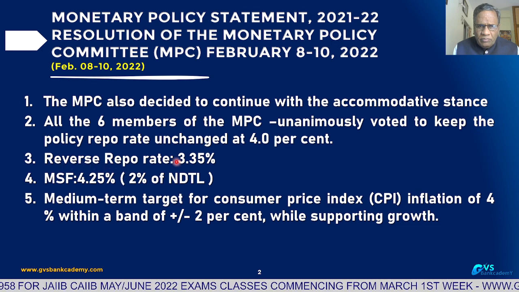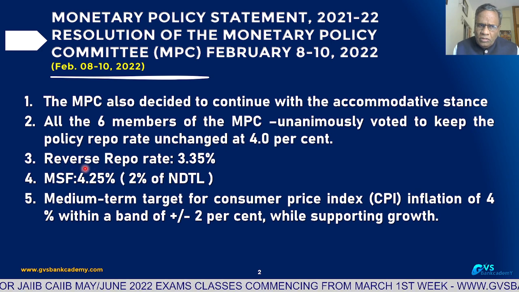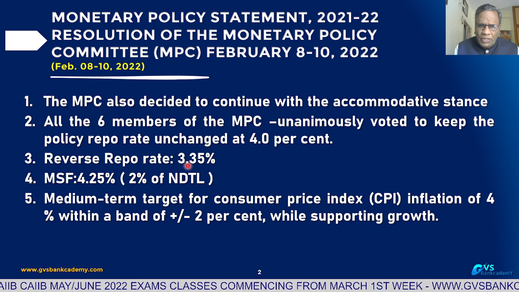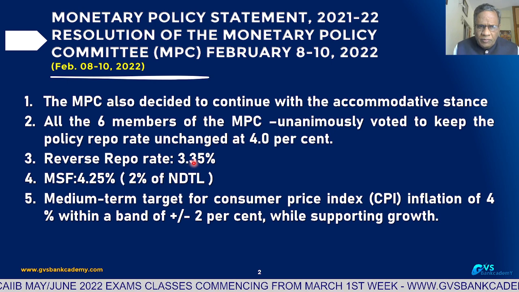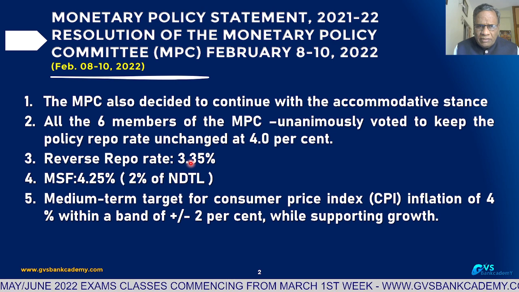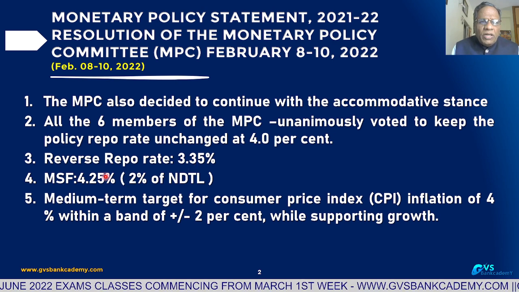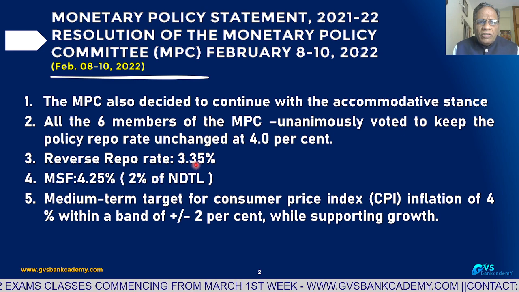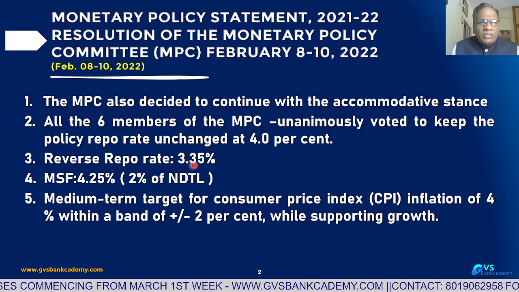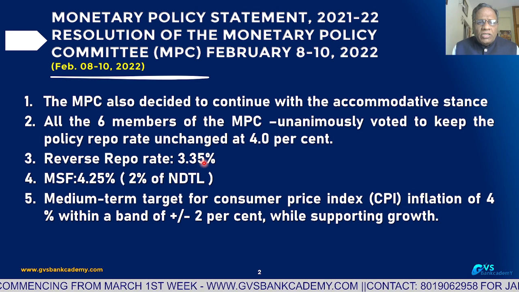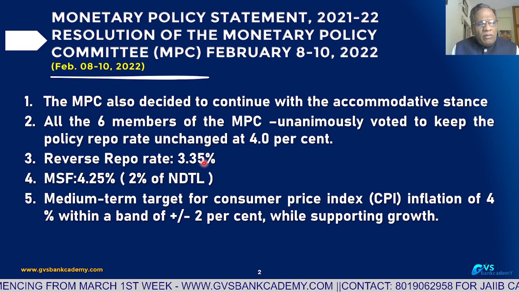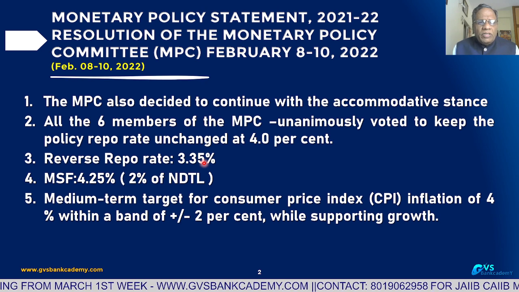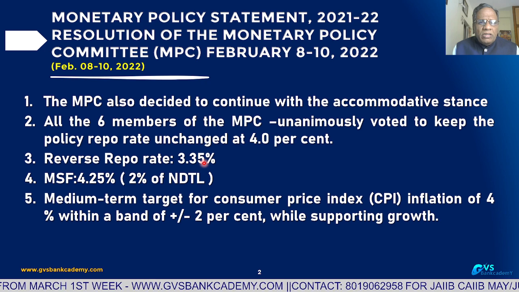Since there was no change in the repo, there was no change in the reverse repo rate either, which is 3.35%. Reverse repo rate means whenever banks have excess liquidity, they can park that amount with the RBI. To that extent, RBI transfers SLR securities to the bank's SGL account. That is called 3.35. In addition to reverse repo, RBI is also conducting variable reverse repo auctions.